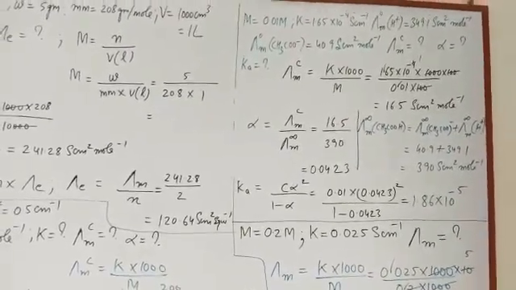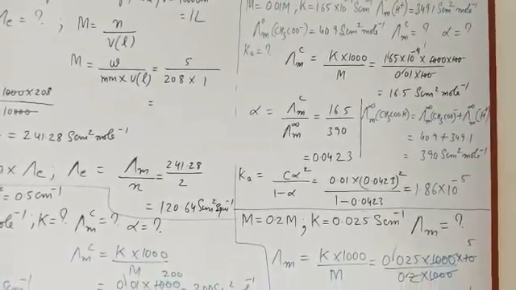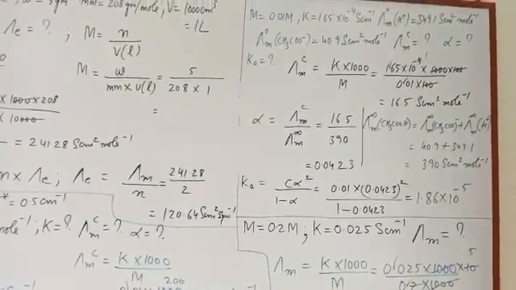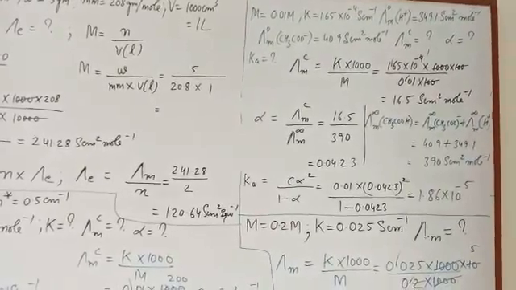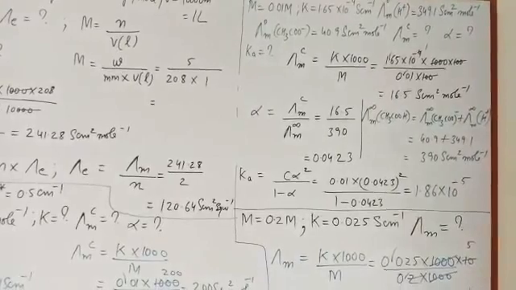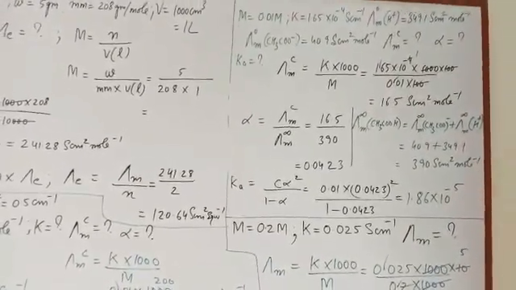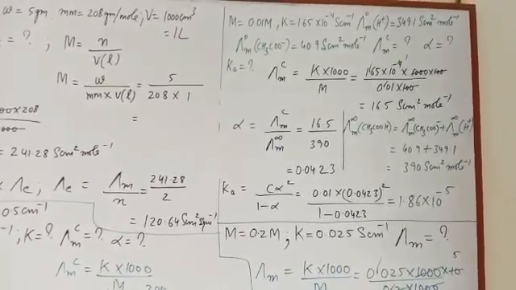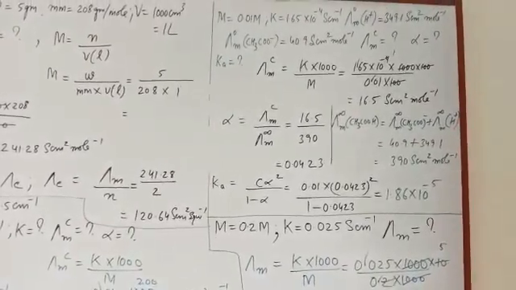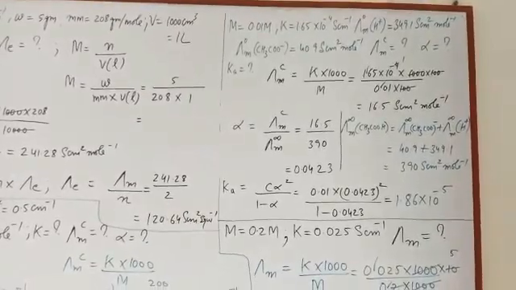Then the value of alpha is equal to molar conductance at given concentration upon molar conductance at infinite dilution, equal to 16.5 upon 390. 390 we will calculate using Kohlrausch's law. Molar conductance at infinite dilution of acetic acid is equal to the sum of the ionic molar conductivities of acetate ion plus hydrogen ion, that is equal to 390. Then the value of K is equal to C alpha square upon 1 minus alpha. Value of C is 0.01, value of alpha is 0.0423, square upon 1 minus 0.0423. After calculation, we will get 1.86 into 10 raised to power minus 5.